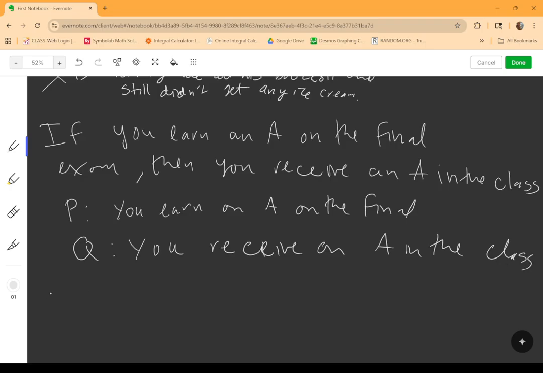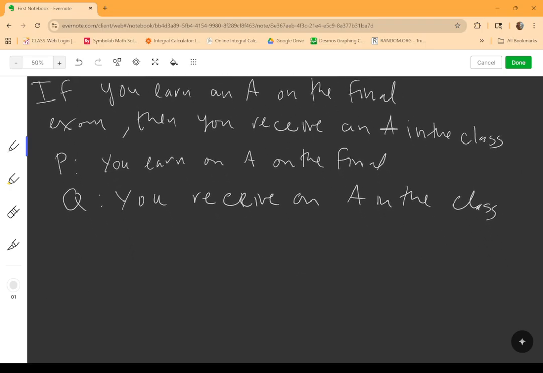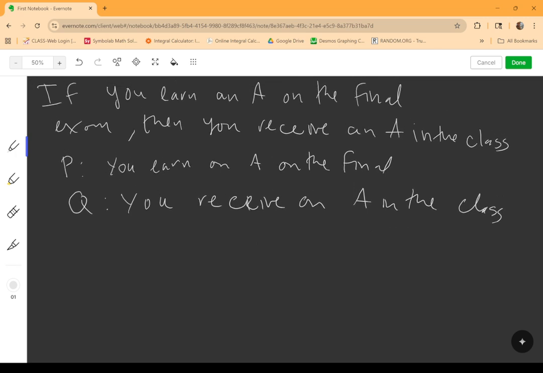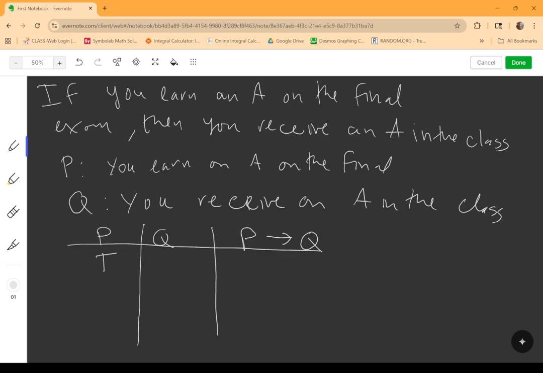All right. So now let's take a look at the truth table for this. Okay. So you earn an A on the final. So let's say that is true. And then that is true. All right. So the statement is true. That's the implication. So that would be the outcome where you did earn an A and then you received an A in the class, right?